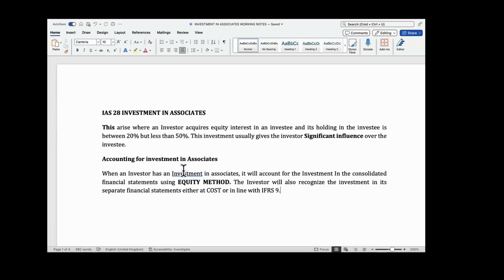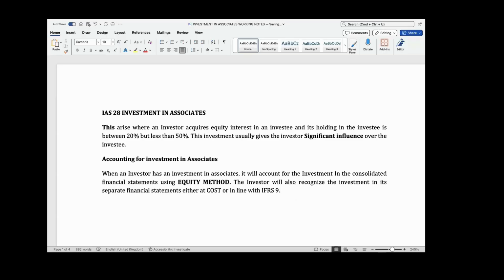So we're going to look at the two where an investor has investment in associates. We're going to look at how he incorporates it, how we account for that investment in his consolidated financial statement using the equity method, and also how the investor will recognize the investment in its separate accounts, either at cost or in line with IFRS 9.